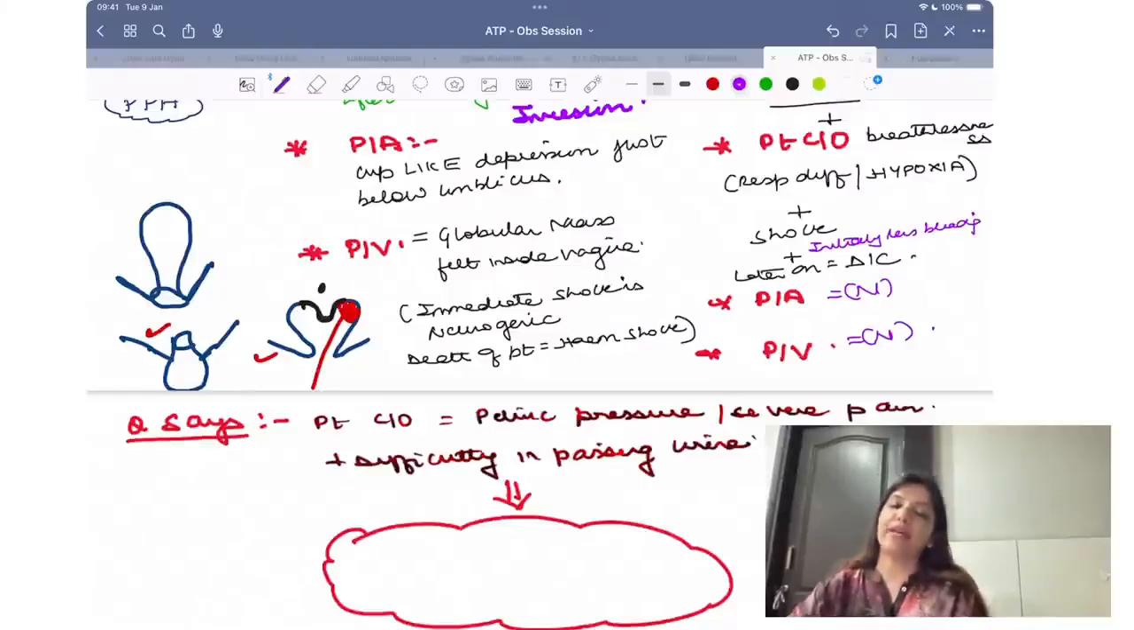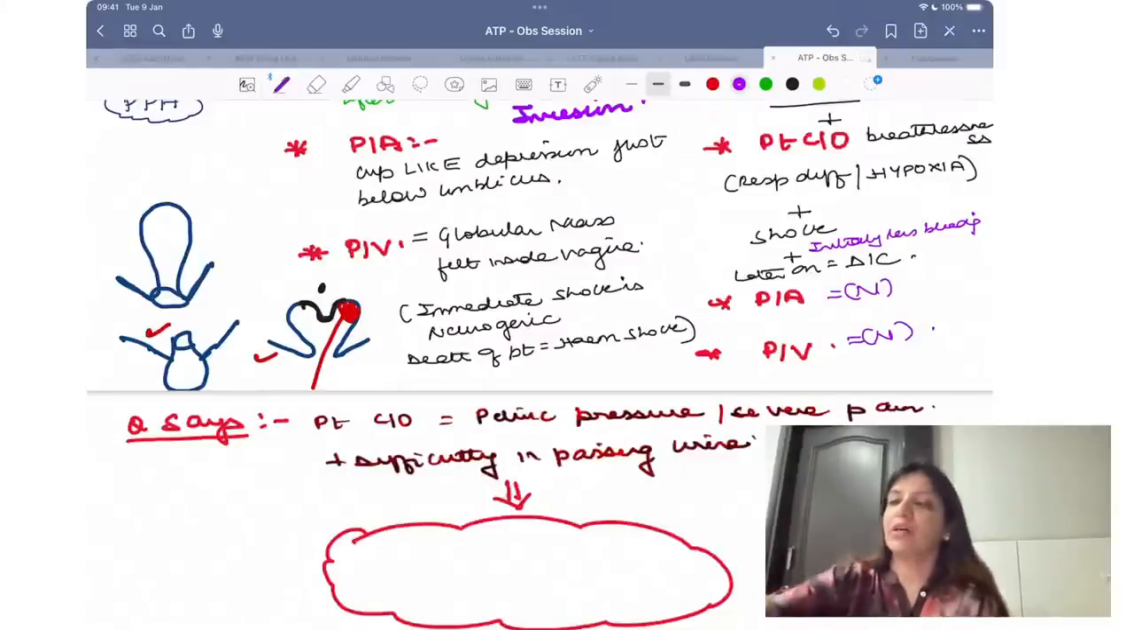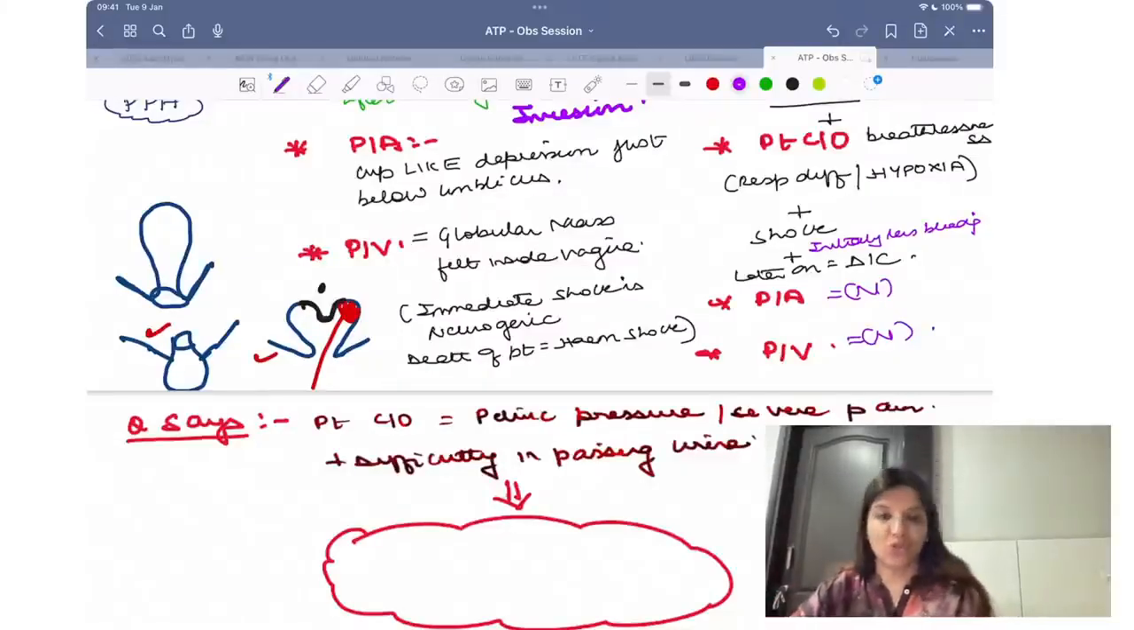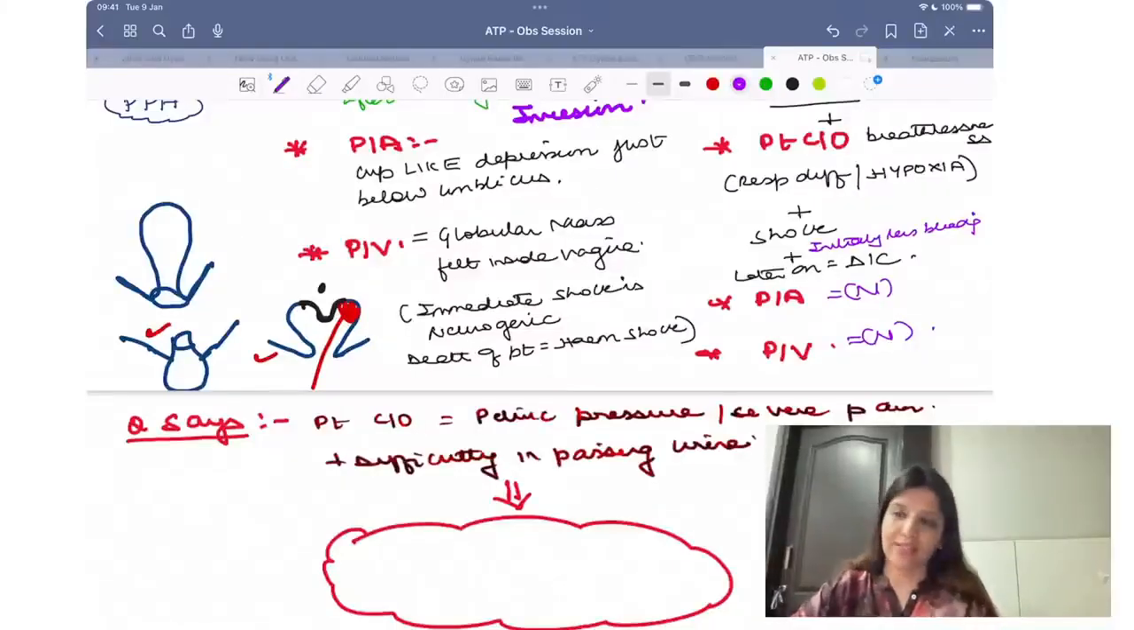Later on, due to DIC, there is going to be excessive bleeding. So your question is going to say that the patient was in shock. You have delivered a patient and the patient goes into shock. There is respiratory difficulty, right? And the patient is in shock. The question can say less bleeding or the question can say DIC, right? Either of these two things the question can say. Per abdominal everything is normal, per vaginal everything is normal. That means you are dealing with amniotic fluid embolism, right?